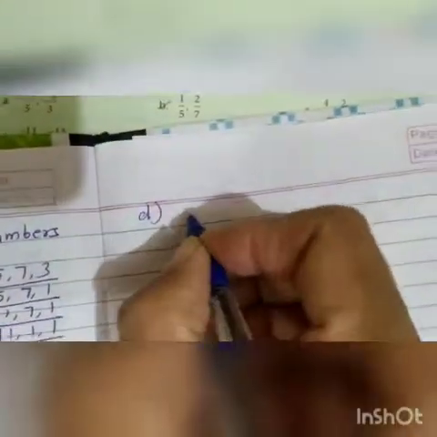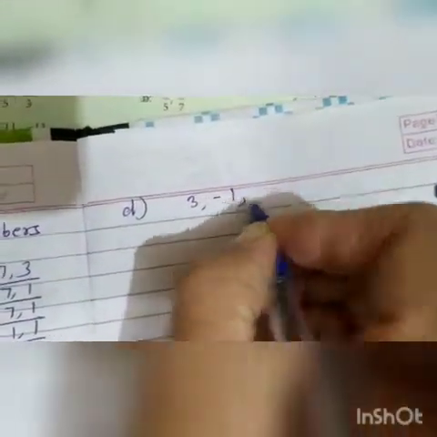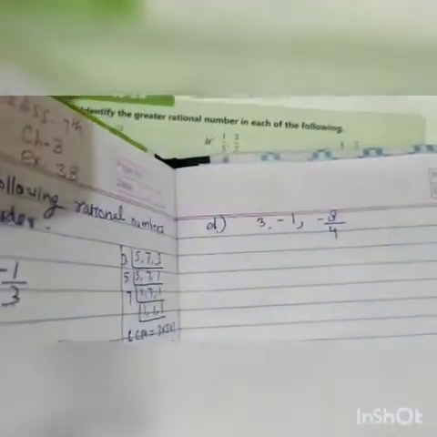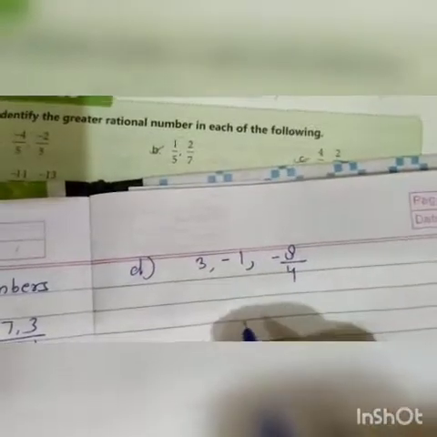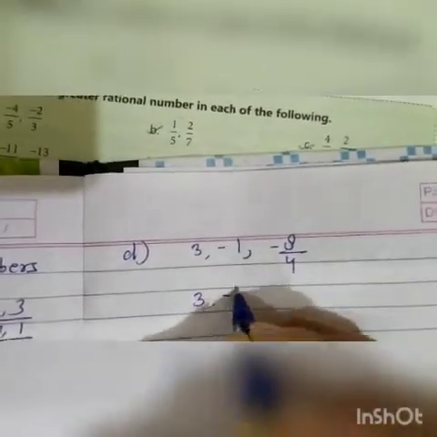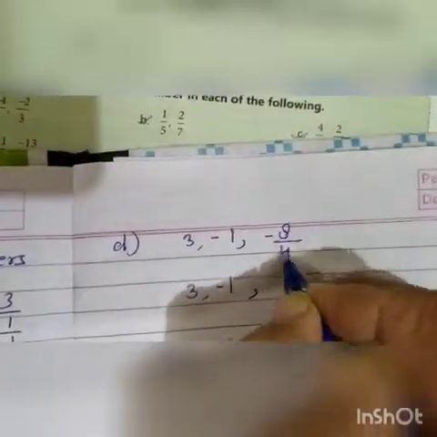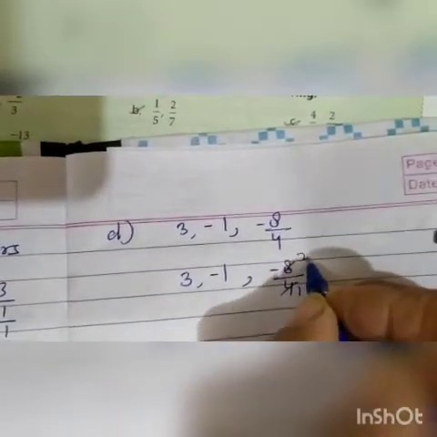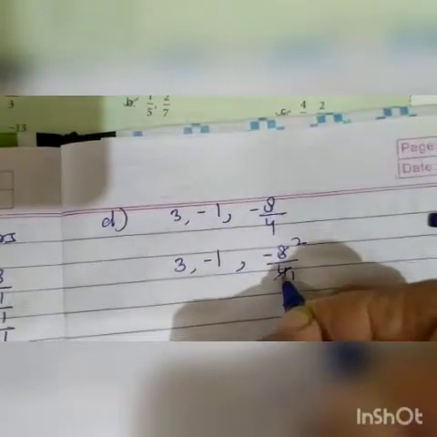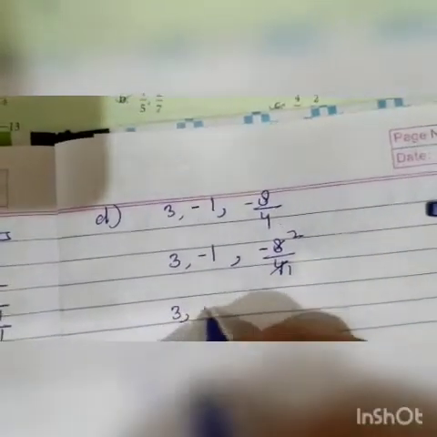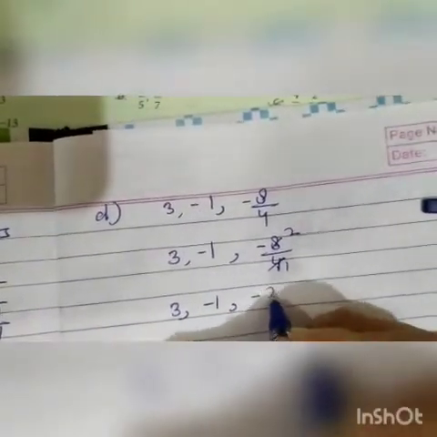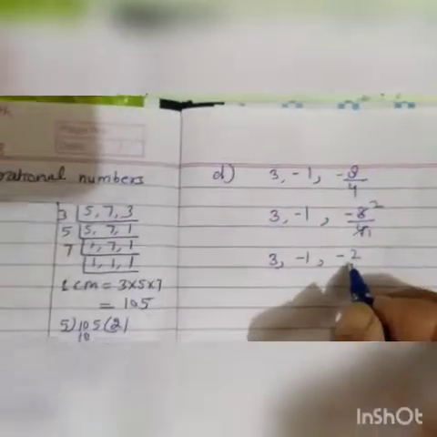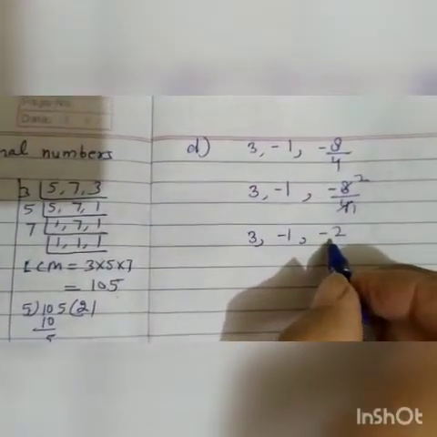Its D part is 3, minus 1 and minus 8 upon 4. See students, we can write it 3, minus 1 and this minus 8 upon 4. It can be written 4 1 ja 4, 4 2 ja 8. If we can simplify here, we can do. So it is now 3, minus 1, minus 2. Now these are the three rational numbers given to arrange in ascending order.